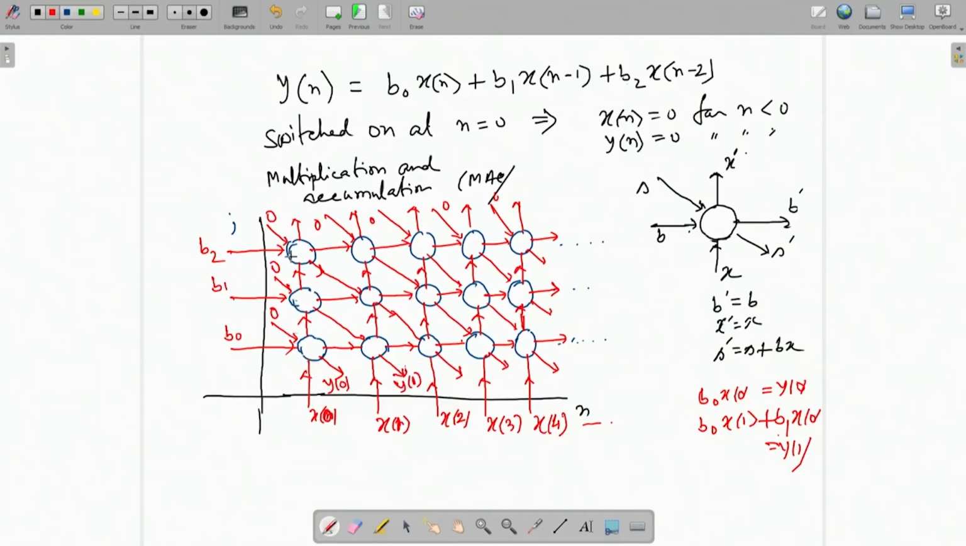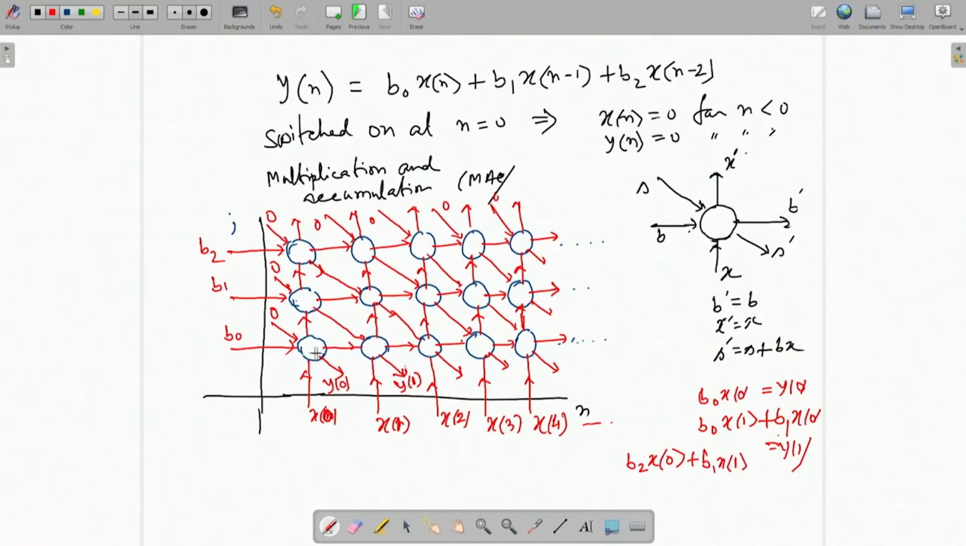Same X0 moves further up here. I have got B2 X0 plus 0. So, B2 X0 comes here. Same B1 is moving, and now same X1 moving. So, B1 X1 plus that. So, B1 X1 plus that, result is here.